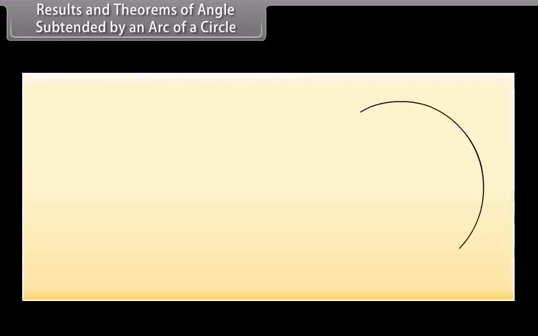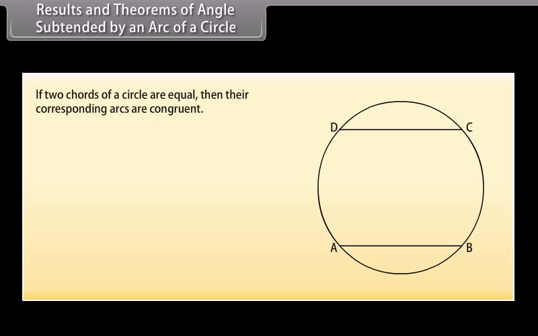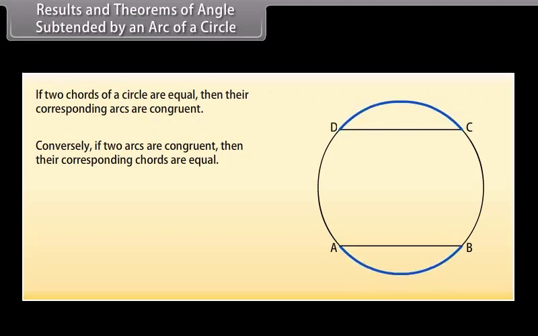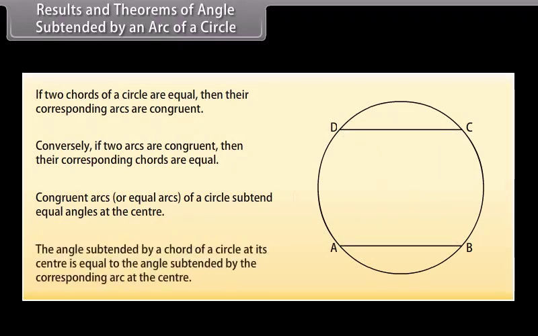Results and theorems of angles subtended by an arc of a circle. The relation between the chord of the circle and the arc is that if two chords of a circle are equal, then their corresponding arcs are congruent. Conversely, if two arcs are congruent, then their corresponding chords are equal. The second result says that congruent arcs or equal arcs of a circle subtend equal angles at the center. That means the angle subtended by a chord of a circle at its center is equal to the angle subtended by the corresponding arc at the center.